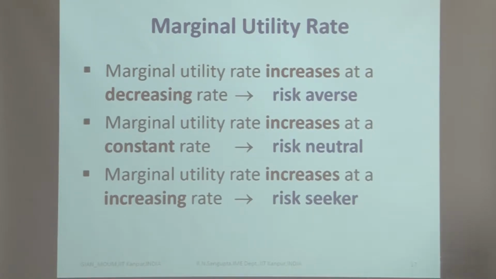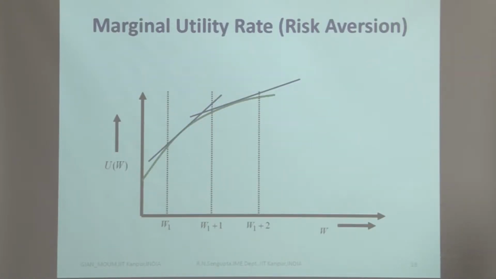So, marginal utility increases at a decreasing rate for a risk averse person. The marginal utility function increases at a constant rate for a risk neutral person, and marginal utility is increasing at an increasing rate for a risk seeker person. So, see this graph.